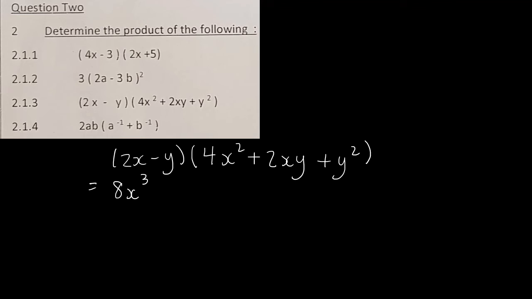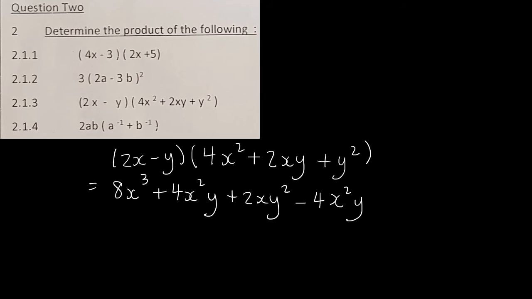Then it will be 2x times plus 2xy. So we should have plus 4x squared y. We have 2x times plus y squared will give me plus 2xy squared. Now remember, you must write it down in alphabetical order because this is how we generally write down our letters when they are together. Then we have minus y times 4x squared. So it should give me minus 4x squared y.